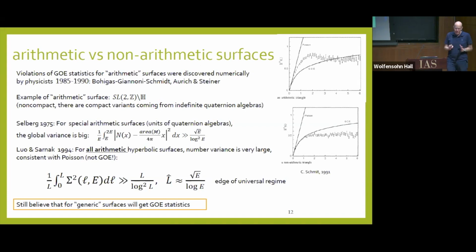So arithmetic surfaces have large number variance. Others, we don't know. Is this a criterion for arithmeticity? I don't know. Conjecture about whether it's Poissonian? It is conjectured to be Poisson. Numerically, it does look like Poisson. But again, this is not known.